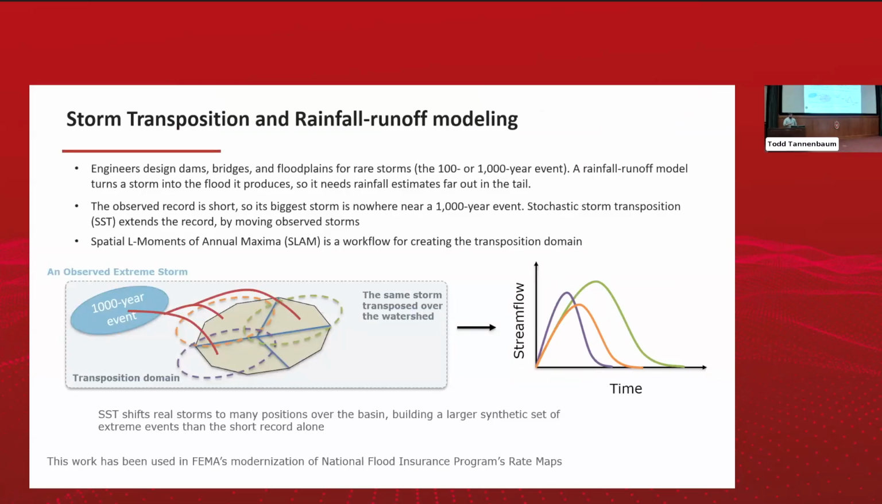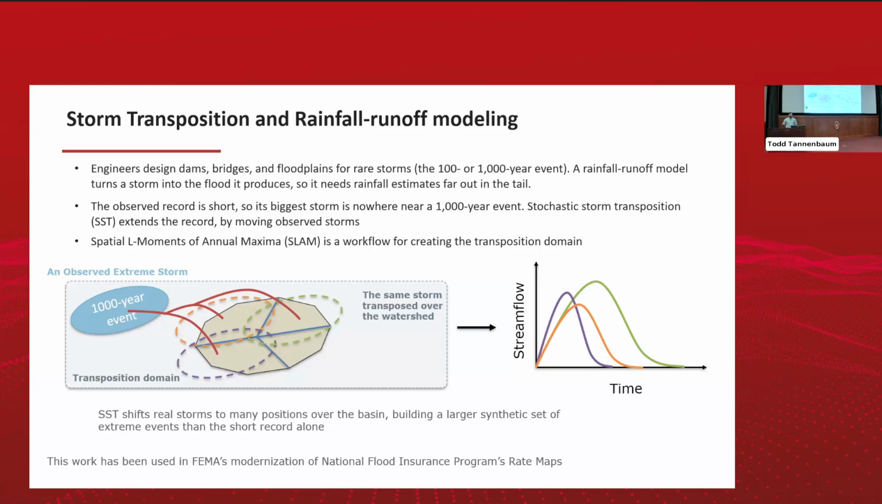So to start off, I'd like to give a little background on our work. We're using a technique called storm transposition and pairing it with rainfall runoff models to really get at rare storm sizes and their flood capabilities. When engineers are designing things, they're looking at rare events on the 100 or 1000 event time scale, and then they compare a rainfall runoff model with that precipitation event to measure the resulting flood. The issue with this sort of pipeline is that when we look at gridded precipitation data sources, we only have around 50 years of data.